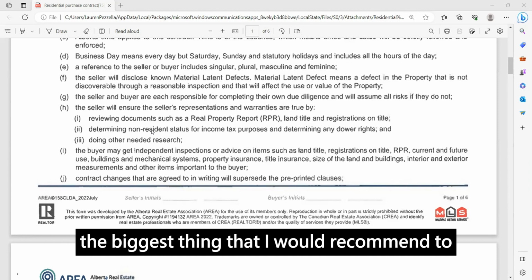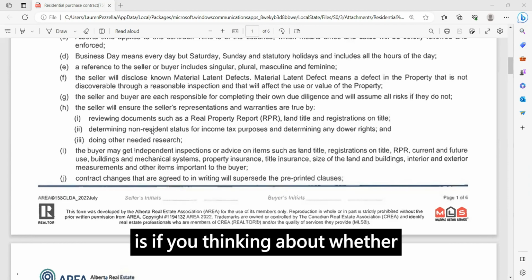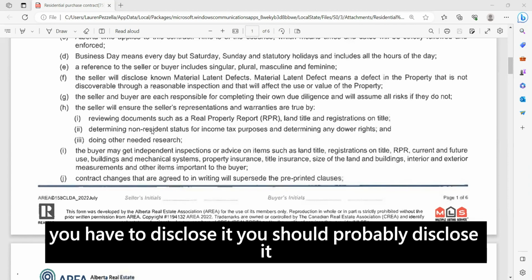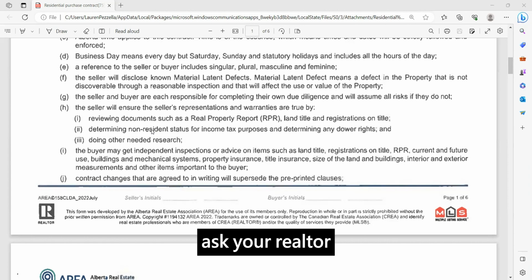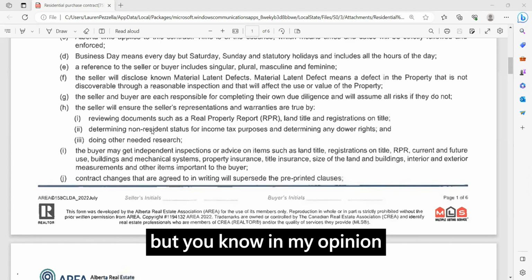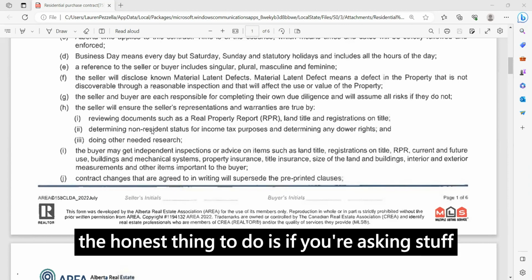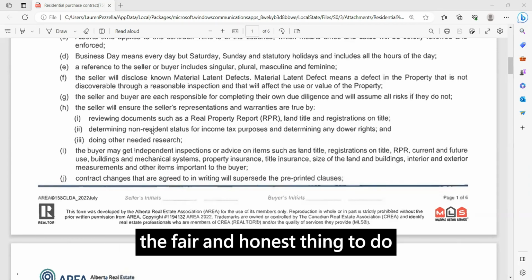The biggest thing that I would recommend to anybody if they're thinking, hey, do I have to disclose this? Is if you're thinking about whether you have to disclose it, you should probably disclose it. And then otherwise, ask your realtor, ask a lawyer, do I have to disclose this? But, in my opinion, the honest thing to do is if you're asking yourself, should I have to disclose this? You should probably just disclose it as the fair and honest thing to do.